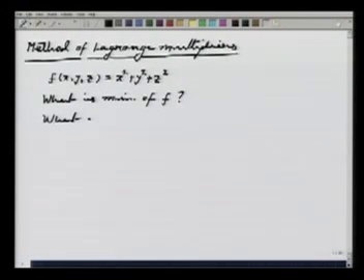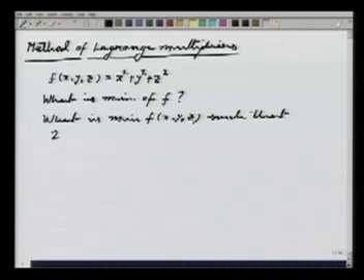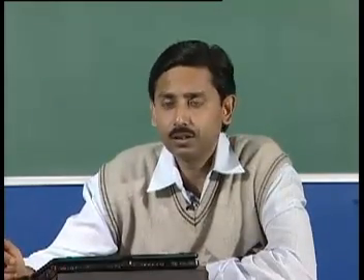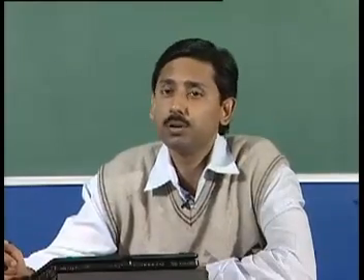But suppose I ask you that what is the minimum of f x y z such that 2x plus 3y plus 4z equal to 1. See, now the question is very different because the global minimum of the function is at the point 0, 0, 0. But that point does not satisfy the given equation 2x plus 3y plus 4z equals to 1. Okay? So the method of Lagrange multipliers essentially deals with this kind of problems.